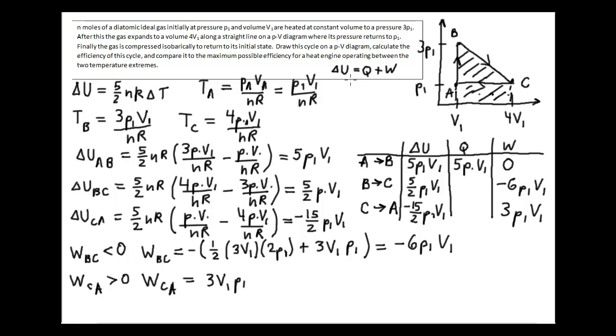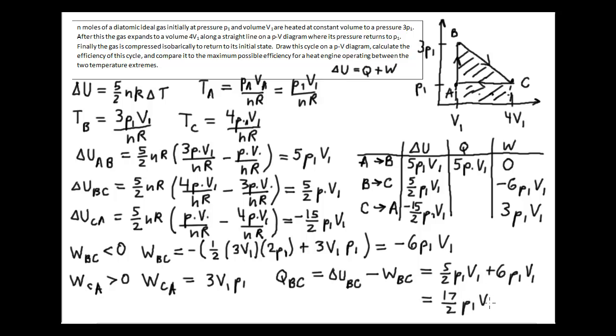Now finally we can get the Q. We go back to the first law. Q then is delta U minus W, right? So we've already done that for AB. So QBC is delta U BC minus WBC. Delta UBC is 5/2 P1V1. Now here we're subtracting the negative, right? Minus a negative 6. So I'll just put plus 6 P1V1, and to simplify that just a little bit, 6 is 12 halves, so 12 plus 5 is 17. So we have 17 halves P1V1, which of course we could write as 8.5, but I'll just put the fraction in here, 17 halves P1V1.